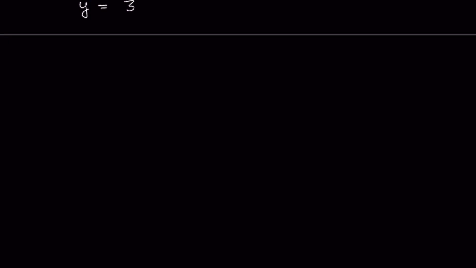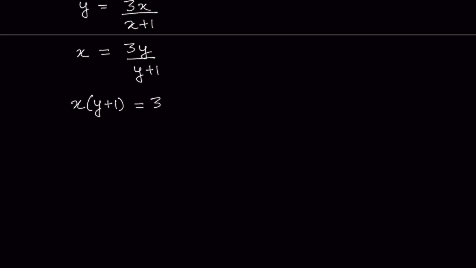replace f(x) by y. Step 2, interchange x and y. Step 3, solve for y. So I am multiplying both sides by y plus 1. That gives us xy plus x equals 3y. So first we got rid of the denominator.